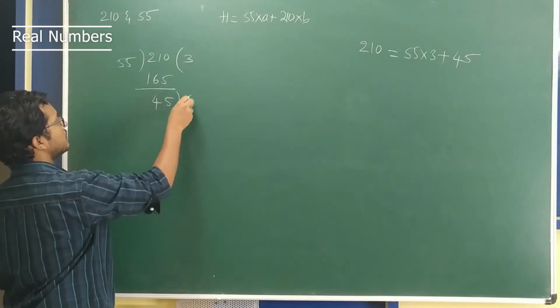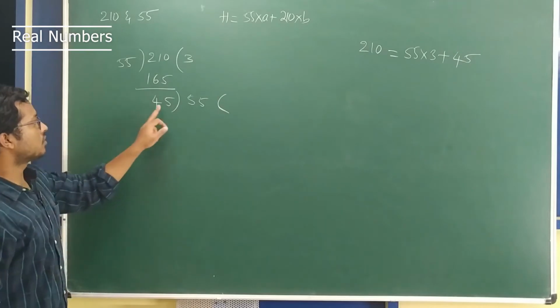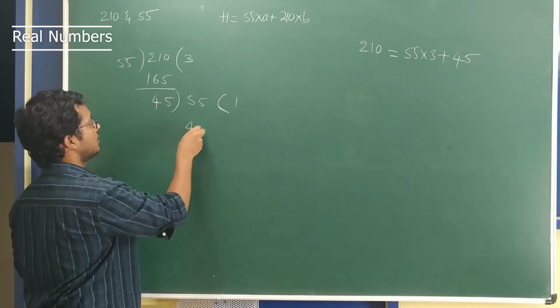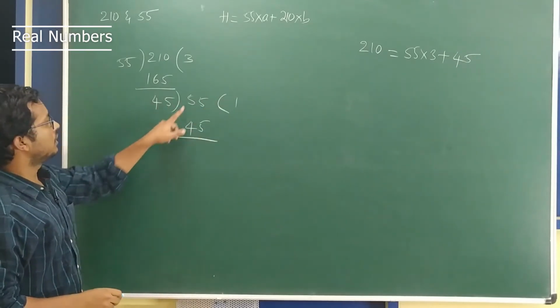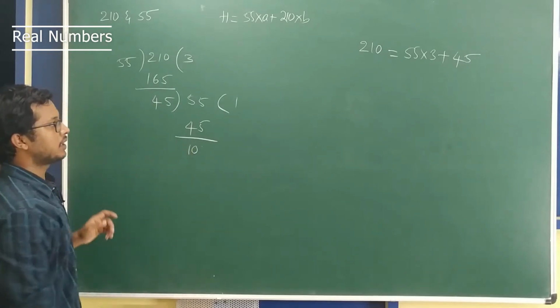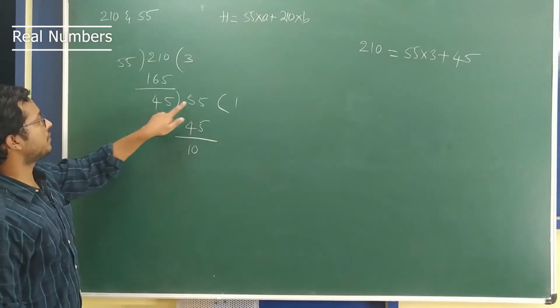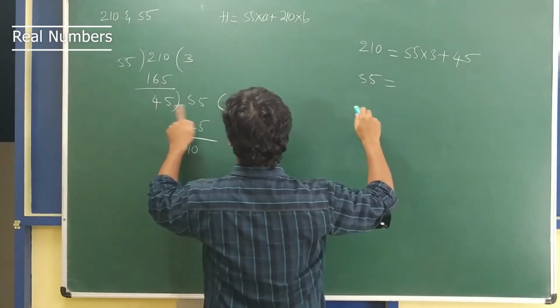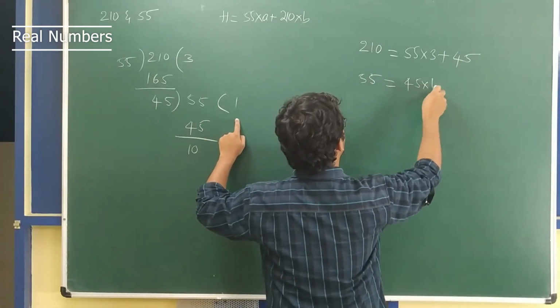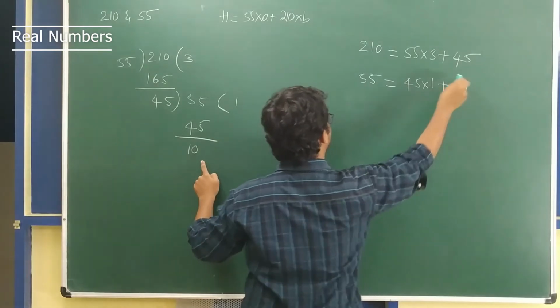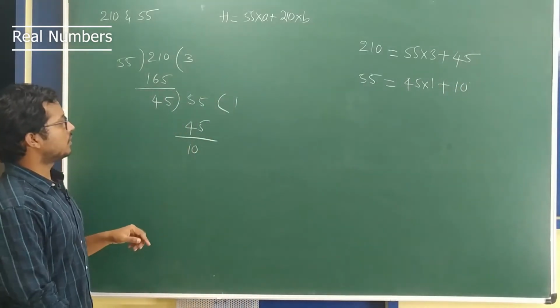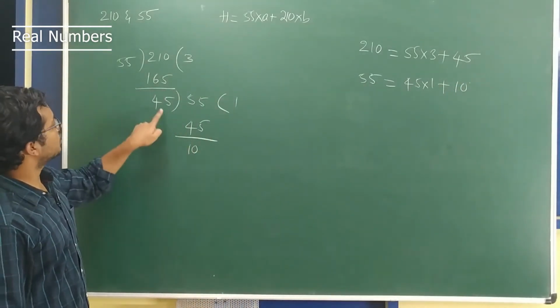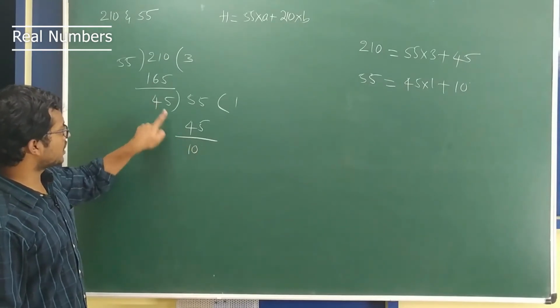So I'll write this 55 here. 45 ones are 45. 10 is the remainder. So what did we do here? We expressed 55 in terms of 45. We'll write that now. So 55 will now be equal to 45 into 1 plus 10. Alright. So next, again the remainder is not 0. I have to then divide 45 by 10.